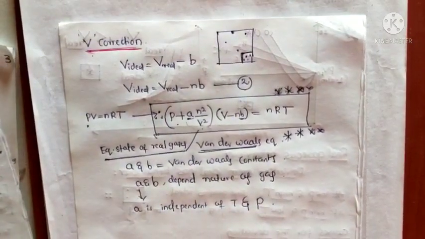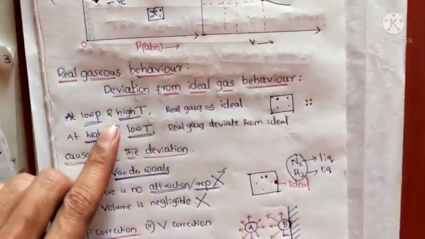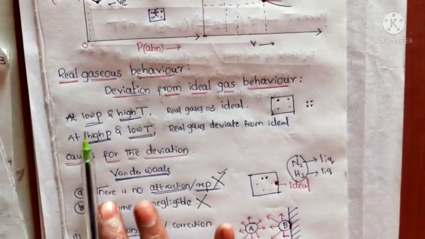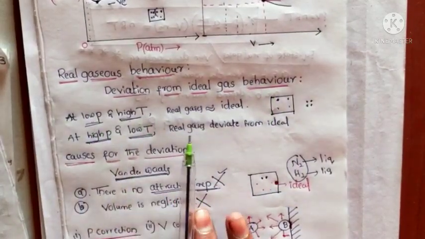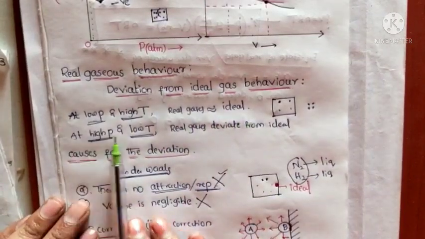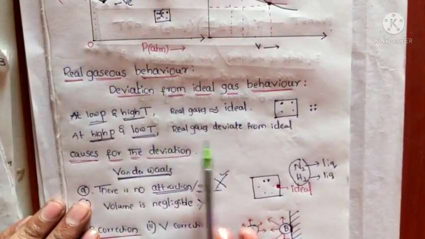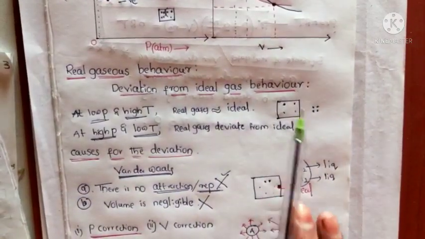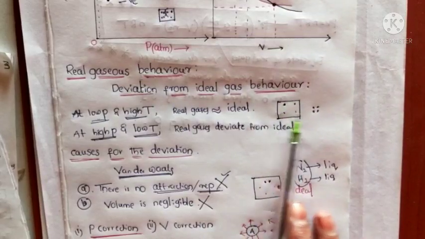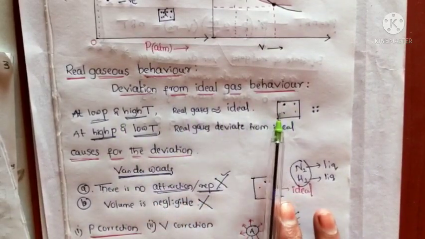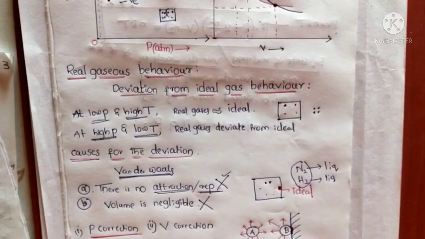Once again, real gas behavior is a deviation from ideal gas behavior at low temperature and high pressure. Real gases can act as ideal gases, but at high pressure and low temperature real gases deviate from ideal gas behavior. We know that already. Explain why: because in those situations they deviate, and sometimes they coincide with ideal gas behavior.